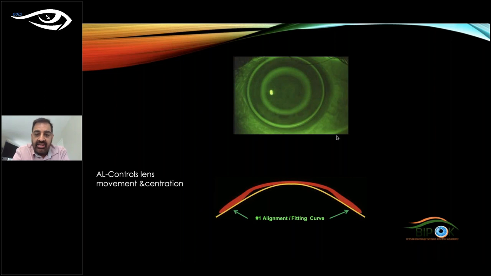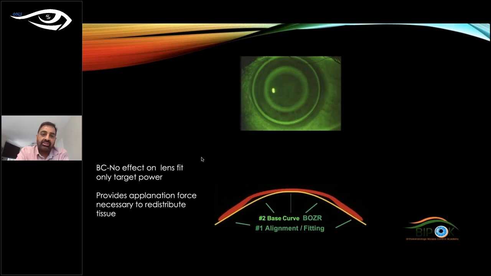Now, alignment is the curvature, which is the first curvature we need to look at. If the alignment is here, if you look at this area, it looks as if there's not much fluorescein there. That actually controls the lens movement and centration. So it's a very, very important curve to note.